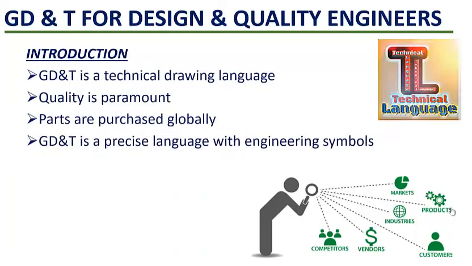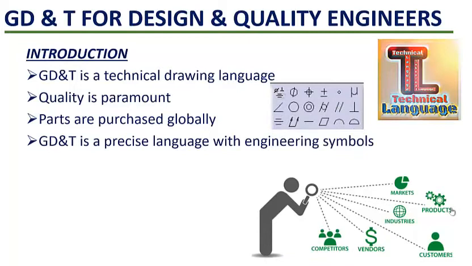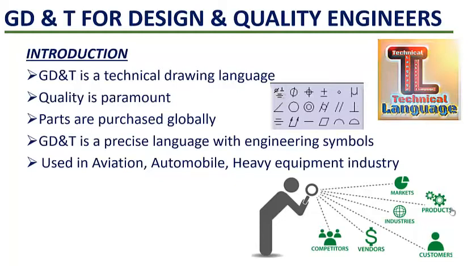Since GD&T is a precise language with engineering symbols, these symbols can be understood by all the people in the world. If we create a drawing using these symbols, it will be easily readable and interpreted in the proper manner by whoever is reading the drawing anywhere in the world. This gives us the benefit of conveying the design intent properly to the manufacturing plant, so that the manufacturer creates the component in such a way that it is functionally fit, meets our standard, and satisfies our assembly also. GD&T is widely used in the aviation industry, automobile industry, and heavy equipment industry.